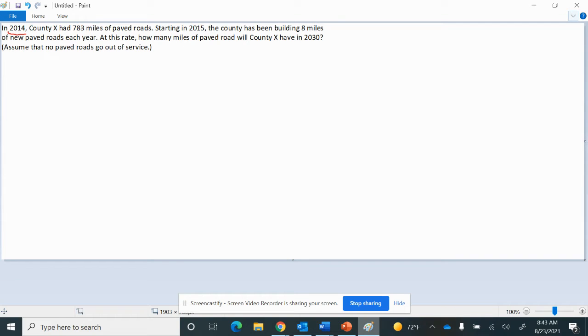Okay, so in this problem, County X had 783 miles of paved roads in 2014, and then starting in 2015, the county had been building 8 miles of new paved road each year. So our starting amount is 783 roads, and then each year they build 8 new roads.